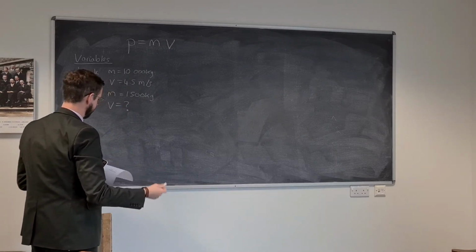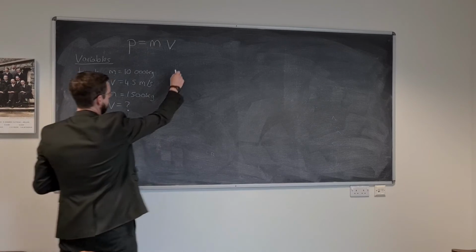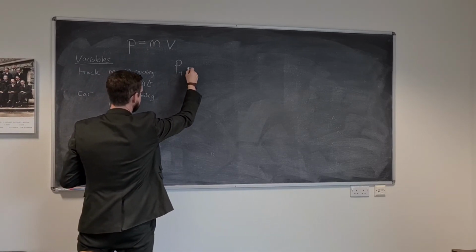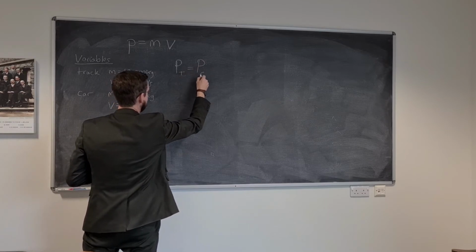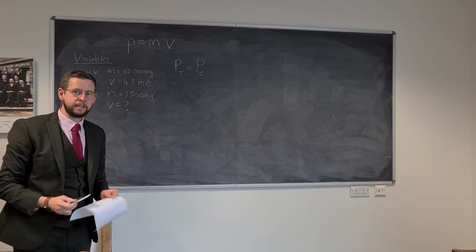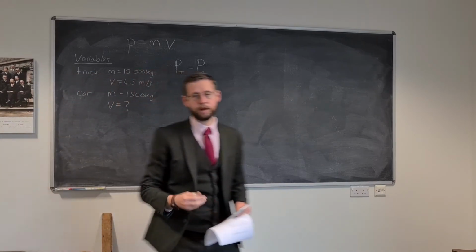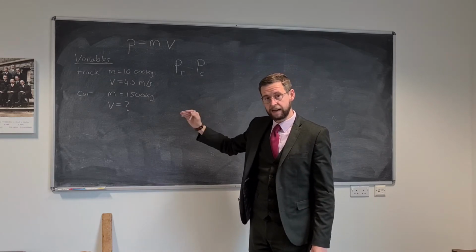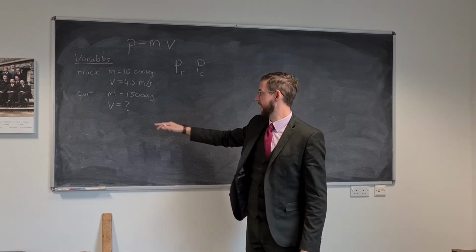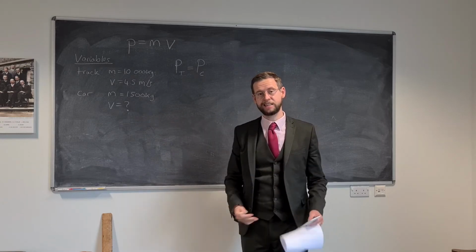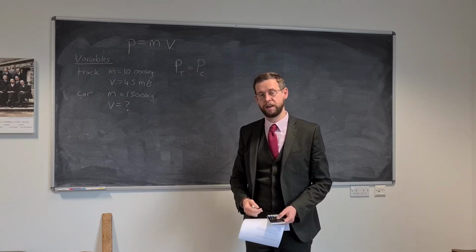Now, the key information here is that the momentum of the truck is going to be equal to the momentum of the car. The stage through this is that we need to work out the momentum of the truck, applying the formula, and then use that momentum in the formula again, but with the missing variable as the velocity.